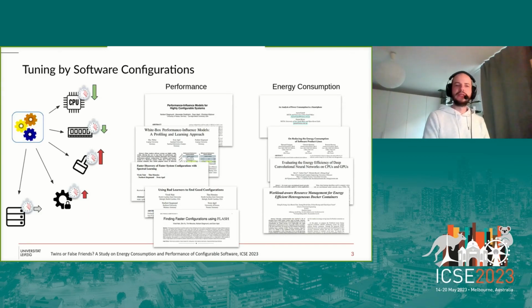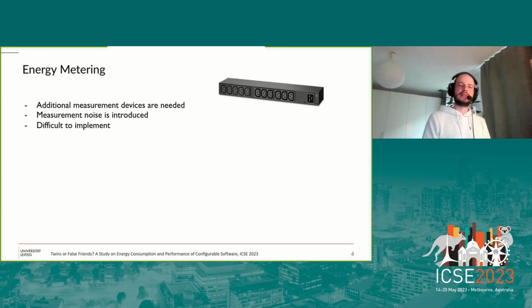But what's the problem here? The problem is that for learning models and for tuning the properties, we need measurement data, and especially on the energy side, it's hard to get. If you want to improve the energy consumption of your software system, then you are on some PC and you have a PDU, and you need to measure the wire while you're executing the software system. You need to measure the energy consumption. So you need extra devices.